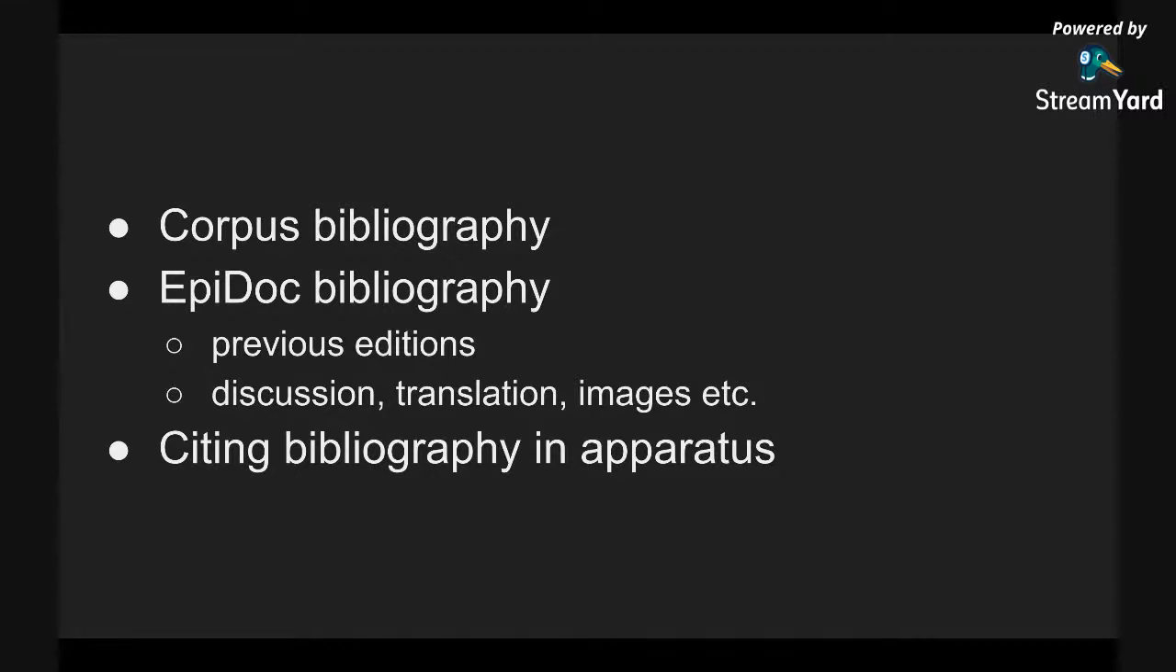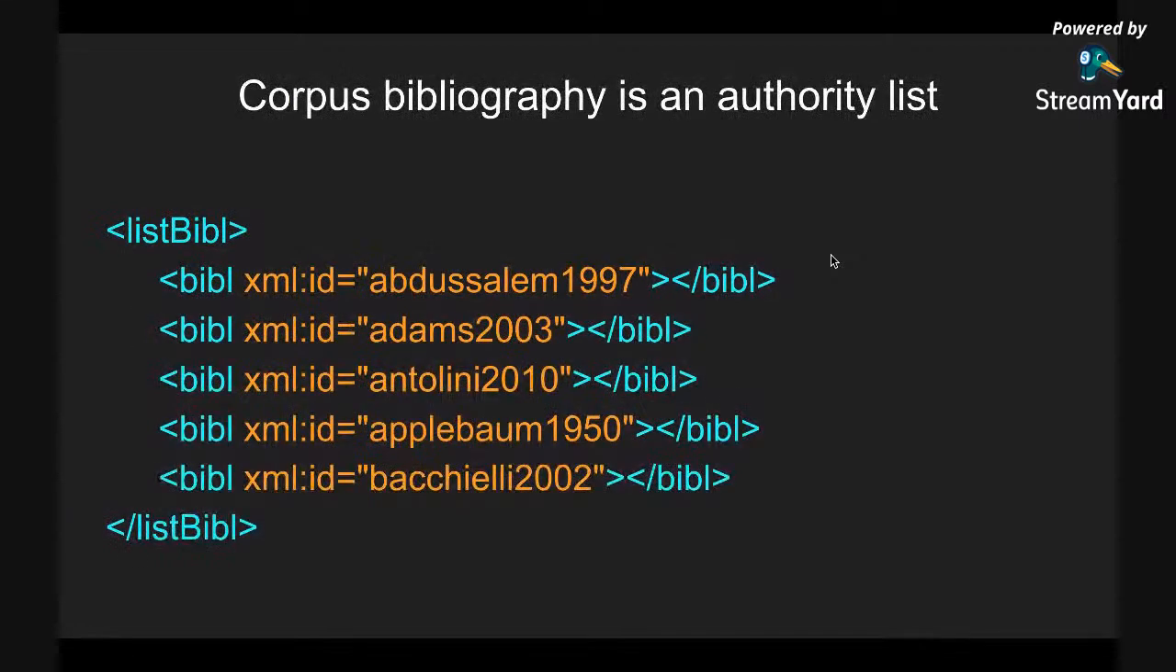When you're specifically talking about bibliographies of previous editions, there's one particular thing that you need to be able to encode, but there's other kinds of bibliography that you might want to treat in slightly different ways, and that might or might not have reference to a corpus bibliography. And then, which we've discussed a little bit in the past already, but I'll recap slightly, there's the issue of citing bibliography in the apparatus criticus and in other parts of your EpiDoc file. So the corpus bibliography first.